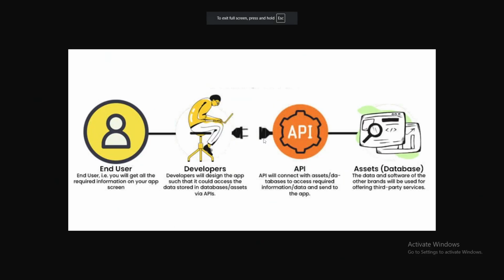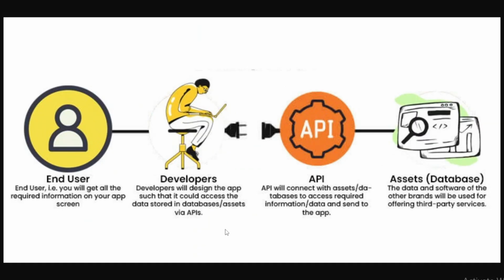So guys, for better understanding, this is another example of API. As you can see here, we have our end user and the developer who programmed the app, and here is the API, and here is the database. So how does the flow work? As an end user, you will get all the required information on your app screen, and the developer will design the application so that it can access the database and the APIs. And the API will connect the assets and the database, and it will send the data to the end user guys. The API sends the data to the end user. It's as simple as that.